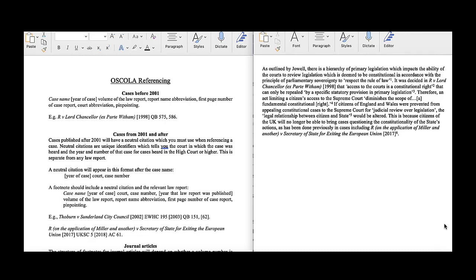Most law schools across the UK rely on OSCOLA referencing, and it is widely used in the legal profession as well. However, you should also read through your university's policy on referencing in exams and coursework, as they may have specific requirements for formatting your references in addition to the general OSCOLA guidelines. Today we'll be going through the general OSCOLA guidelines that you should be using in your assessments.